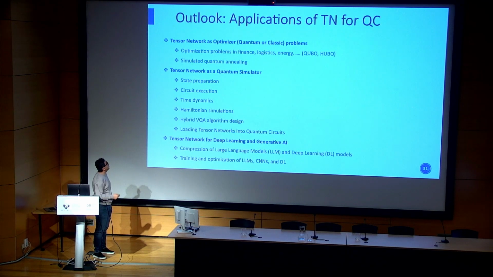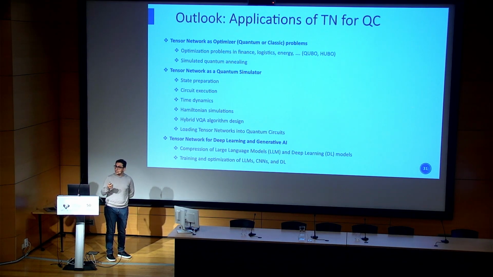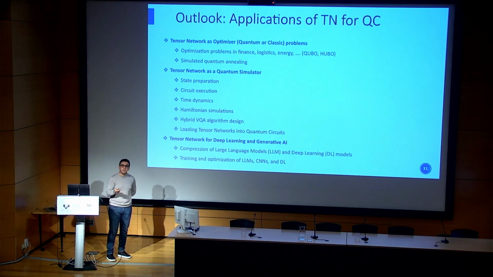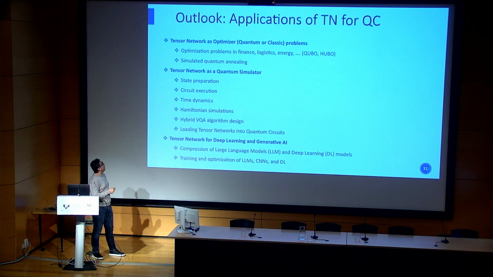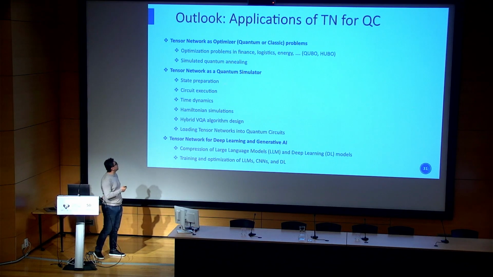And with this, I would like to summarize. Tensor networks are not only used generically for representation of quantum states, but they have many applications for optimization of quantum Hamiltonians or classical cost functions. For example, there are many good applications in finance, logistics, and energy, which are relevant to solving some QUBO problem or HUBO problem. You can solve them with tensor networks. Also, quantum annealing processes can be simulated with tensor networks, and also circuit simulation.